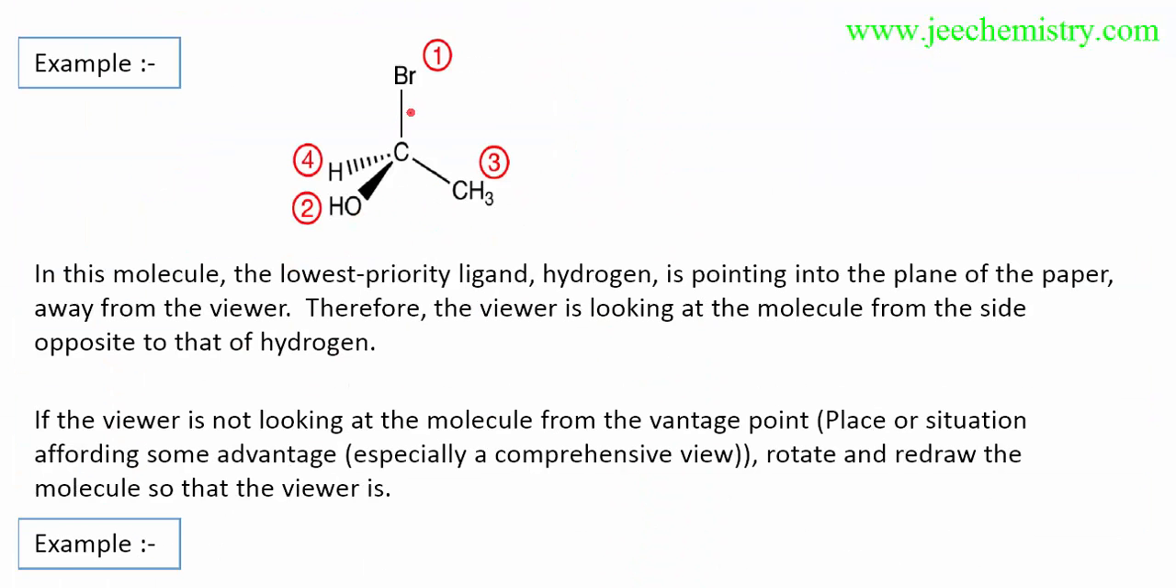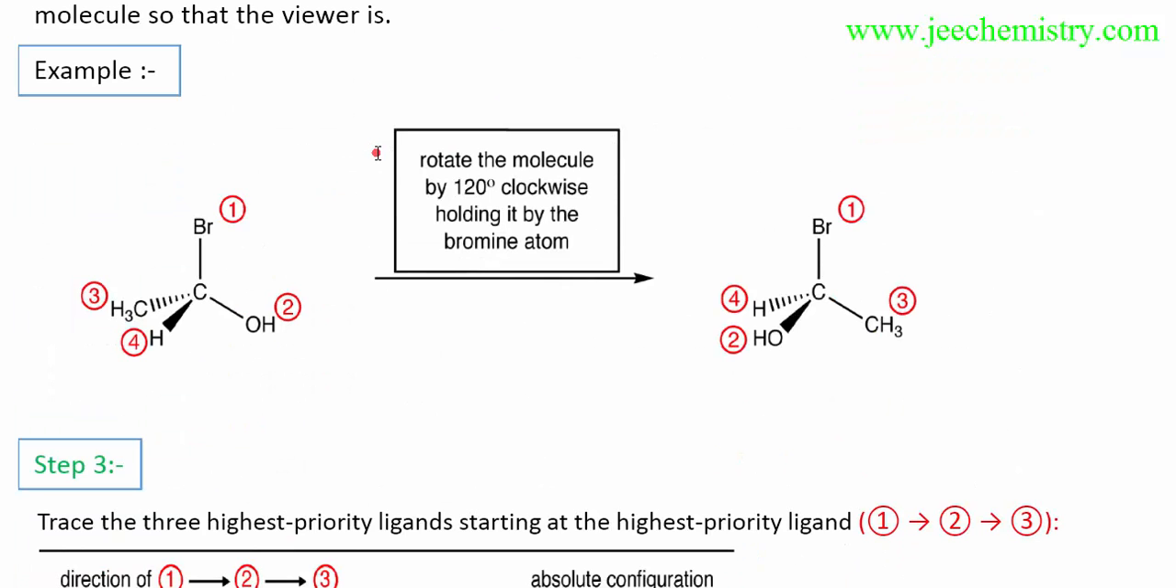Similarly, bromine will have the higher atomic number, then this oxygen and this carbon, then hydrogen. Suppose numbering 1, 2, 3, 4 is given, and the fourth is towards the viewer. Generally the lowest priority group must be away from the viewer, in the downward direction, in the dash position. To assign R and S configuration, the lowest priority group should be in the dash position, but in these compounds H is not in the dash position, it's towards the viewer.